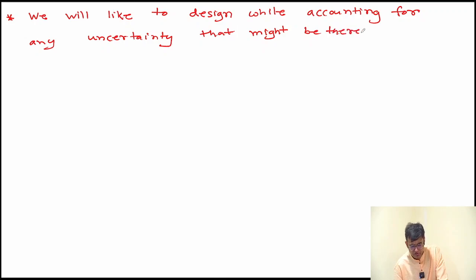While accounting for any uncertainty that might be there. But before we go there, let us first talk about how we design or optimize in a usual setup. We call it a structural optimization or an engineering optimization problem, but for the sake of this course, we are going to call this deterministic design optimization. They're essentially the same. I'm bringing in this term deterministic because that will explicitly state that we are ignoring any form of uncertainty that is there.